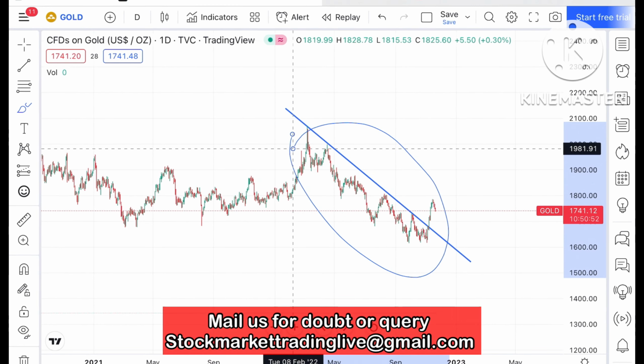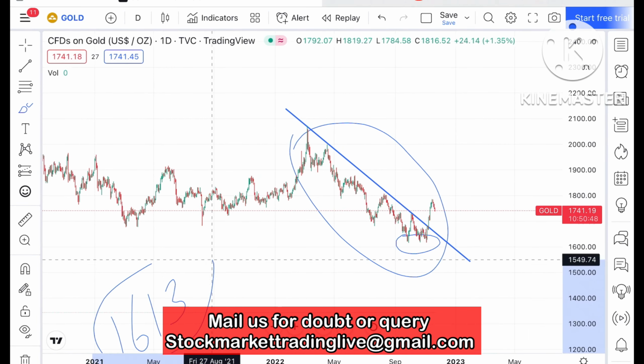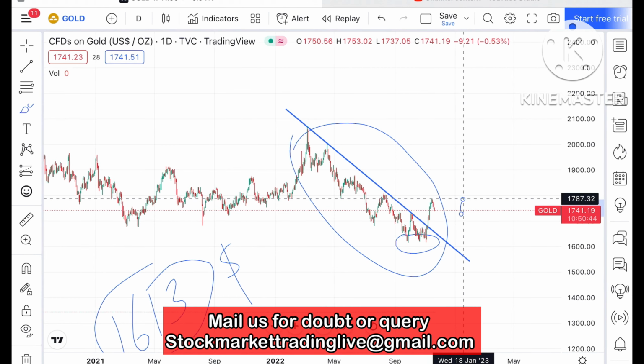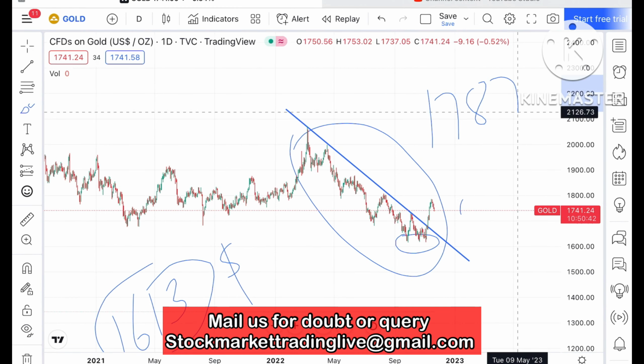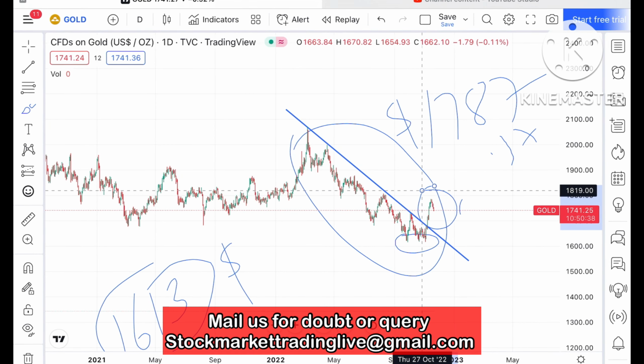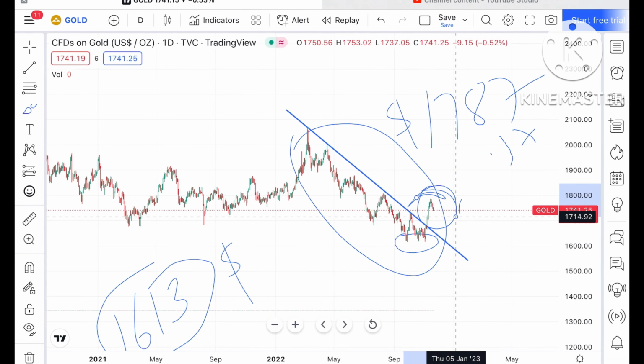After that, it took a strong support at $13. After that, it went up and hit a resistance of $1787.37, and from there it is trying to move further down. You have to keep this in mind. A swing has formed at this particular level.